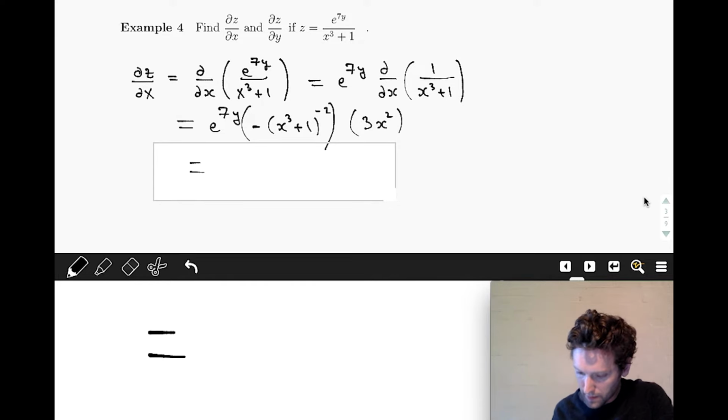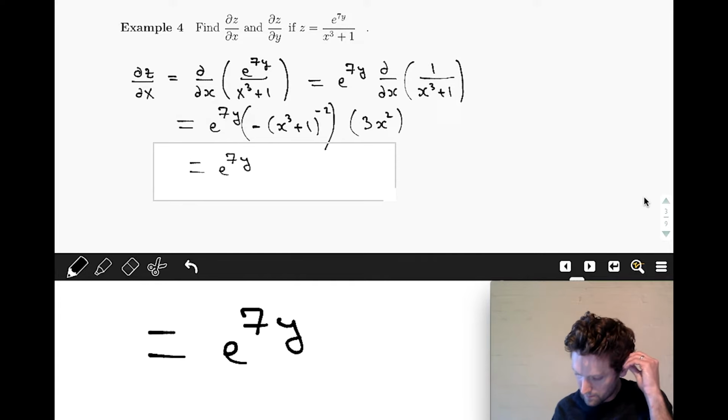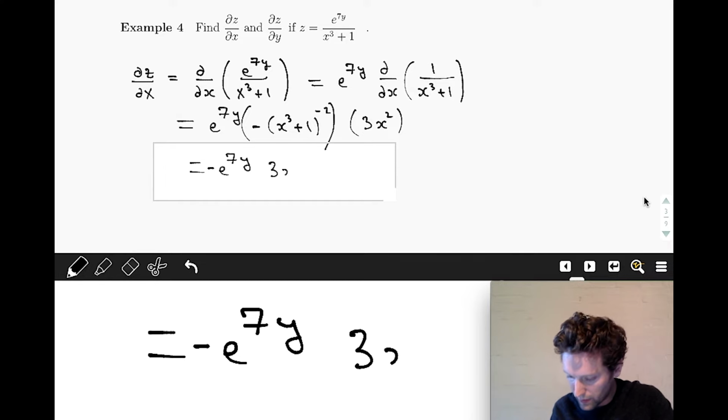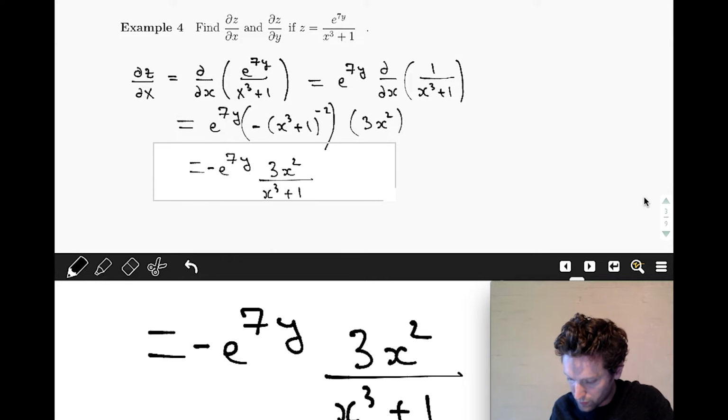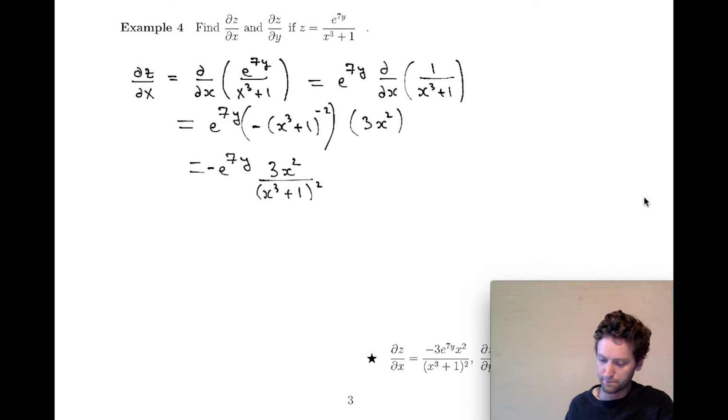We have e to the 7y. I have a minus out the front. I have a 3x squared. And I'm dividing all of that by x cubed plus 1 all squared. So that's the partial derivative with respect to x.